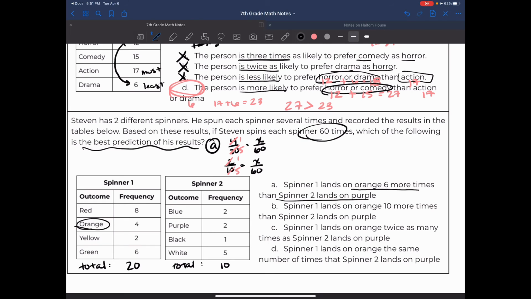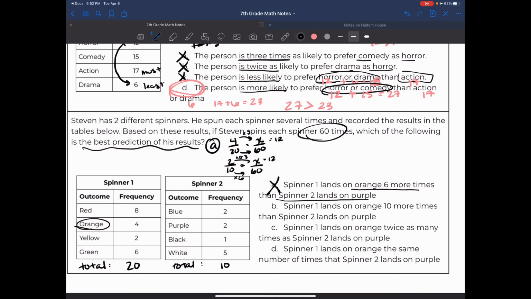This is where I can scale. And honestly, you know what, let me go back and not reduce, just to show you. In this case, it's actually easier to not, because I could do 20 times 3 and 4 times 3, so X equals 12. And then I could do 10 times 6 and 2 times 6, X equals 12. So honestly, even solving it, I still know I'm gonna get the same answer for both. So A can't be my answer because clearly orange was not spun 6 more times than purple, because they were spun the same amount of times.